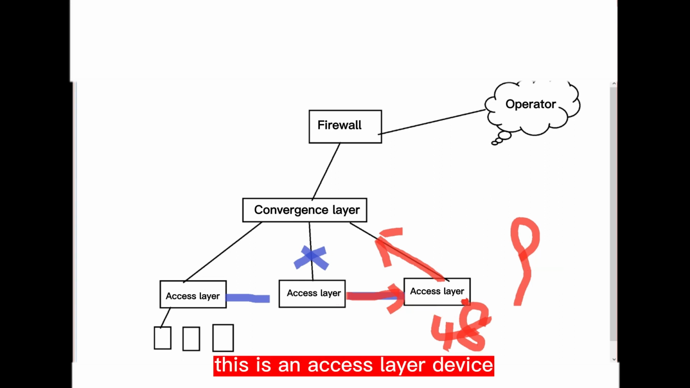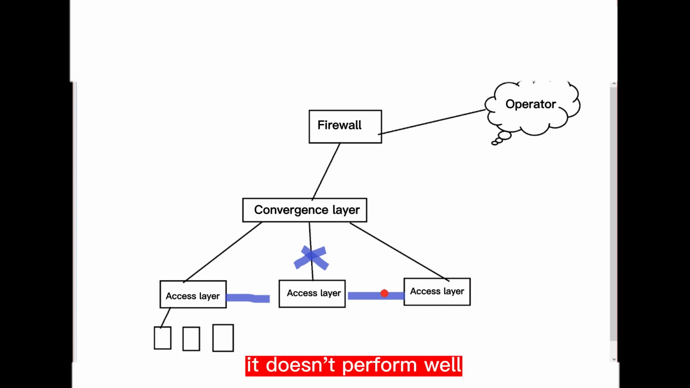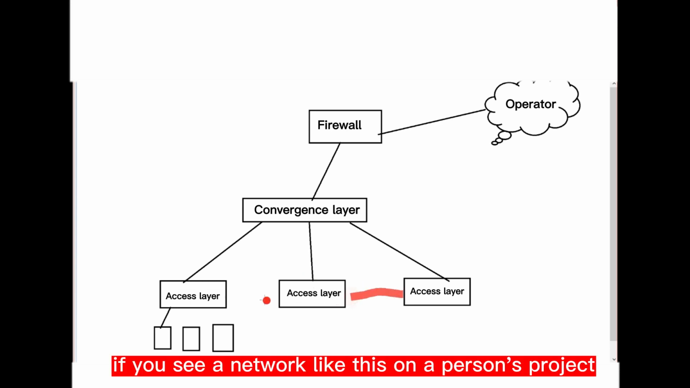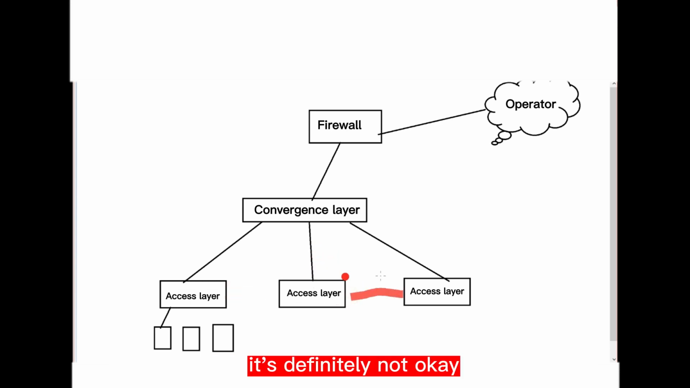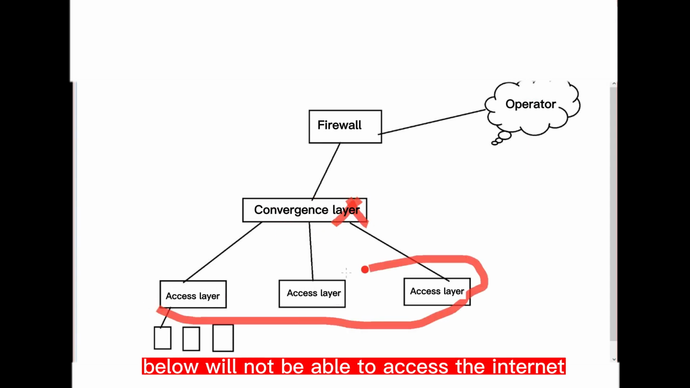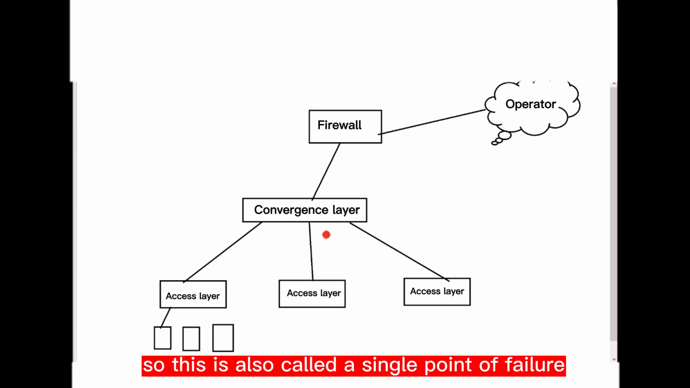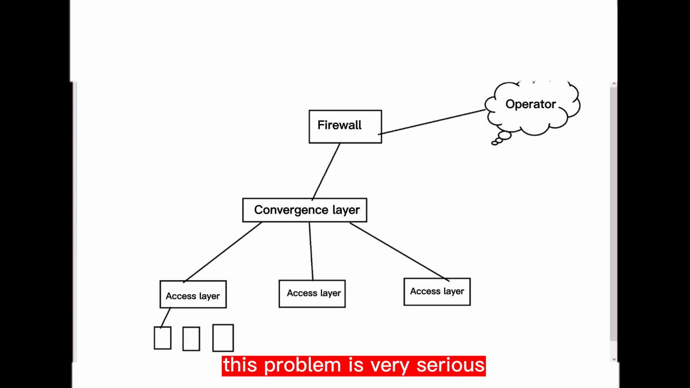This is an access layer device. Access layer equipment is characterized by being cheap. It doesn't perform well, so you can't connect like this. Such a network is very bad. If you see a network like this in a person's project, it's definitely not okay to take it to an interview. Even if you did that just now, what if there is a problem with this device? The 3 floors below will not be able to access the internet. So this is also called a single point of failure. This problem is very serious.